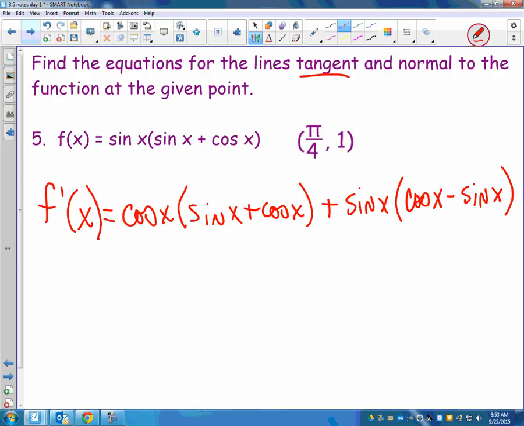We could multiply through if we want. It's kind of up to you. At some point, we have to plug pi over 4 in there and evaluate it. So your choice, do you want to multiply it through and plug in pi over 4, or just do it now and then simplify? Cosine of pi over 4 is root 2 over 2.